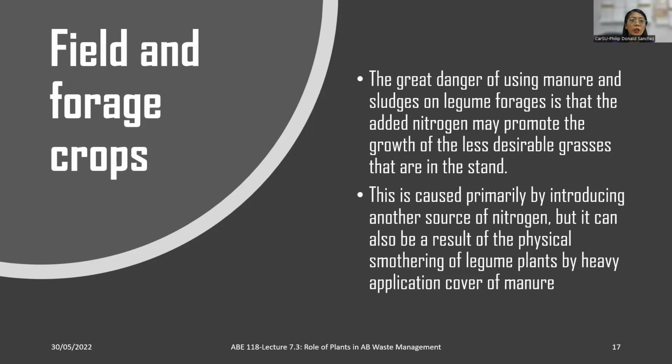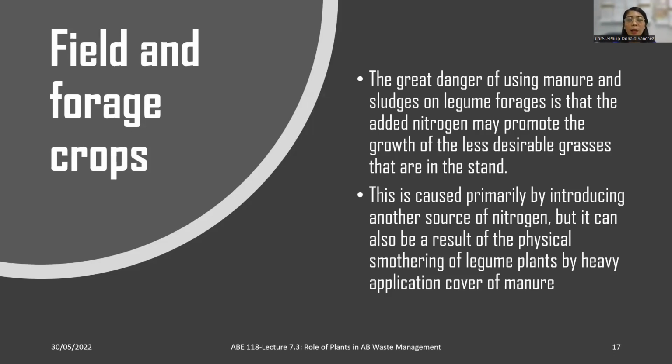So the great danger of using manure and sludges on legume forages is that the added nitrogen may promote the growth of the less desirable grasses that are in the stand. So this is caused primarily by introducing another source of nitrogen, but it can also be a result of the physical smothering of legume plants by a heavy application cover of manure.